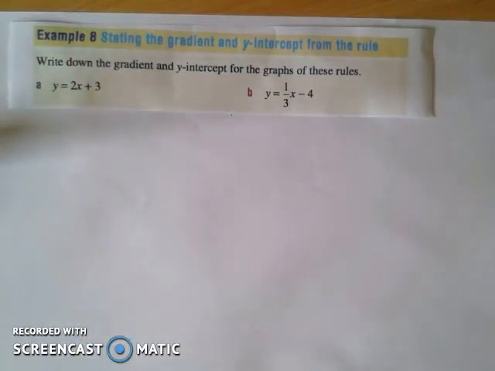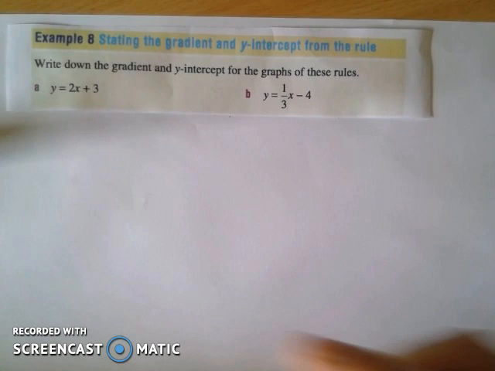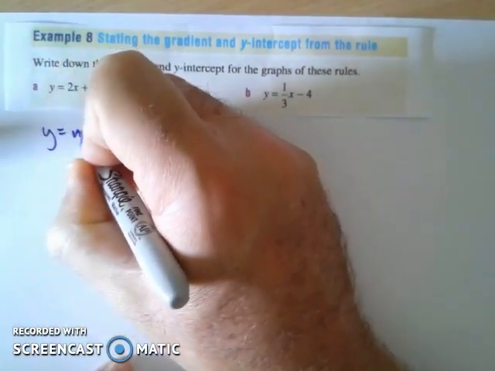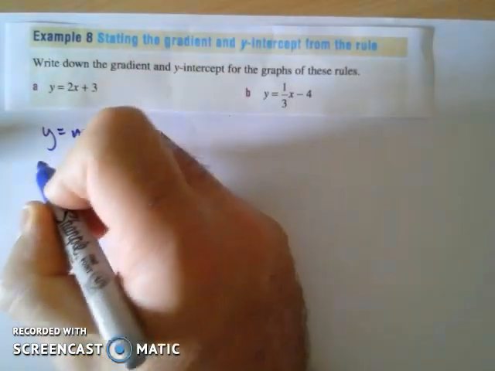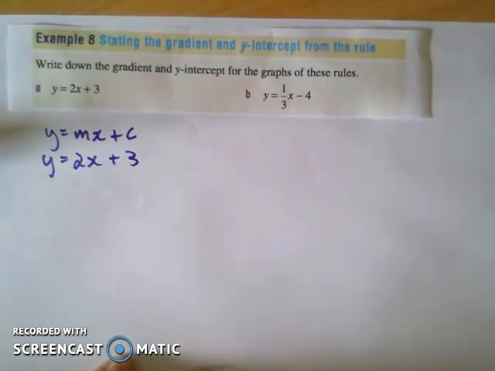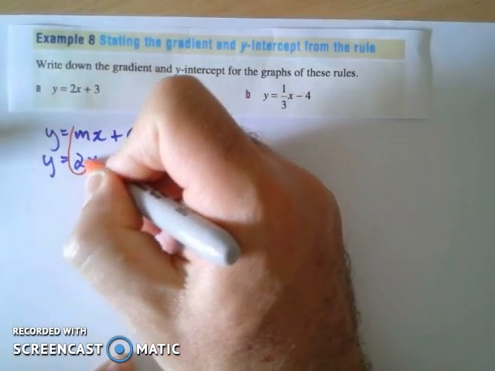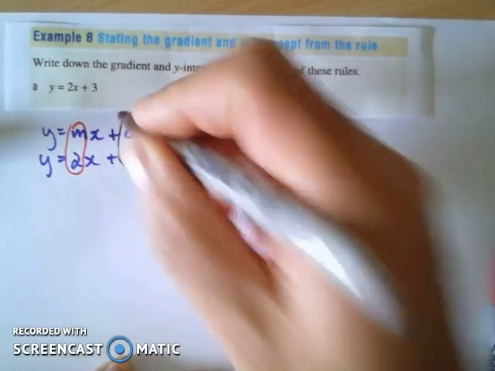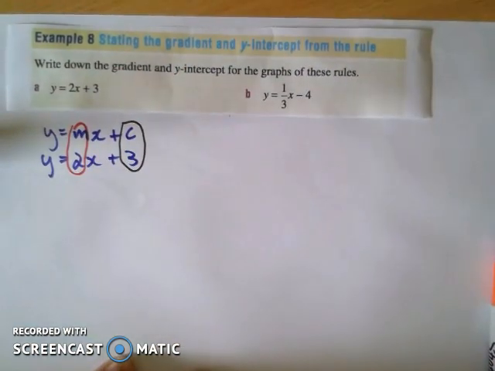Example 8, stating the gradient and y-intercept from the rule. I'm going to go a step further, and I'm also going to show you how to actually draw the graph of this line using this method. Now, if I have y equals 2x plus 3, remember what it means is y equals mx plus c. And if I say y equals 2x plus 3, it is pretty obvious that m is 2 and that c is 3. So I can write that down.